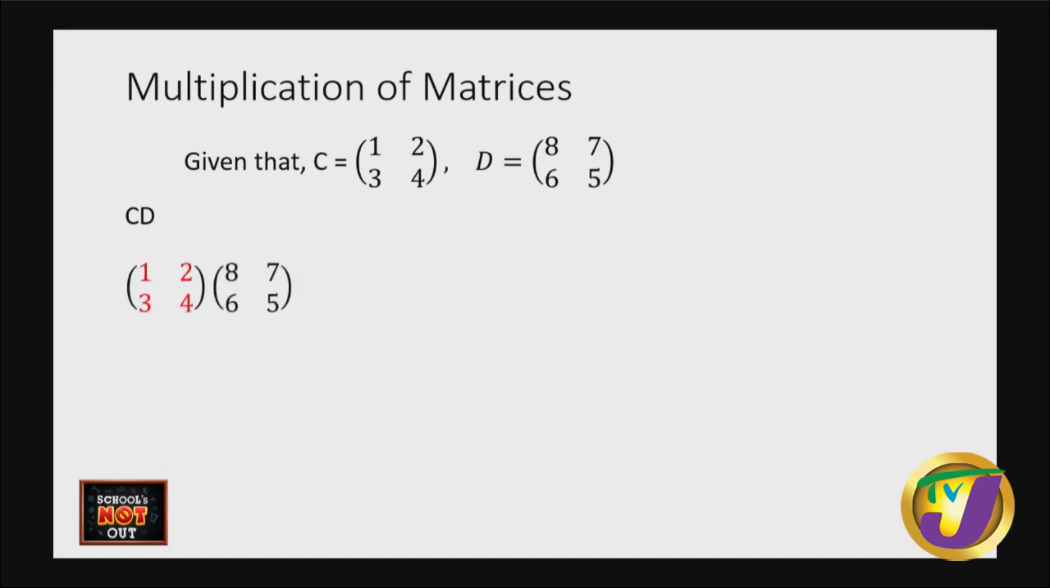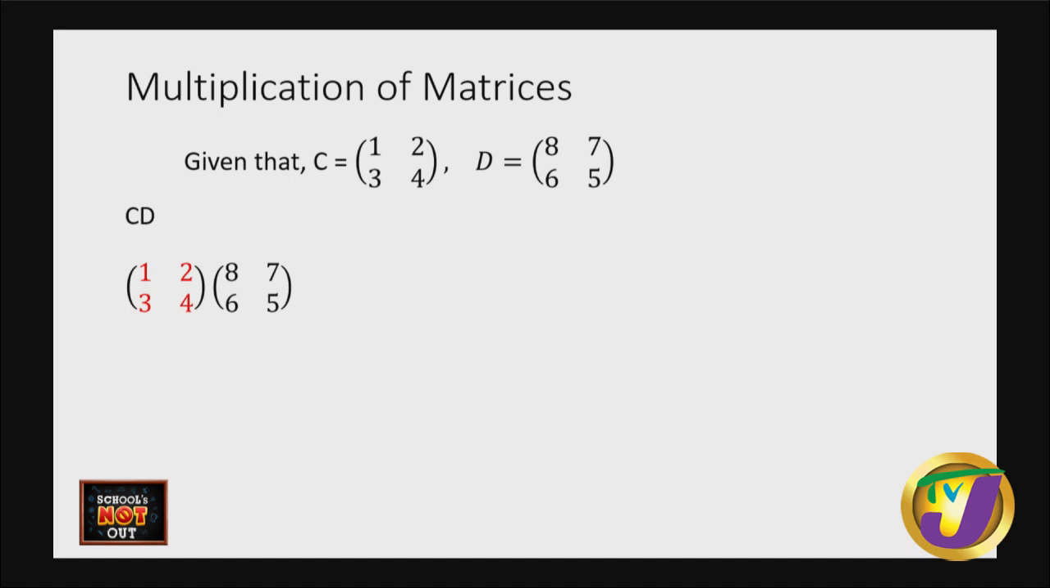Now you would have noticed I have C in red, and you'll see why in a few minutes. So we have a 2 by 2 matrix multiplying another 2 by 2 matrix. Now, let's see if we can get some things going here. What are the elements that I'm going to be multiplying with each other? We said it's row by column.